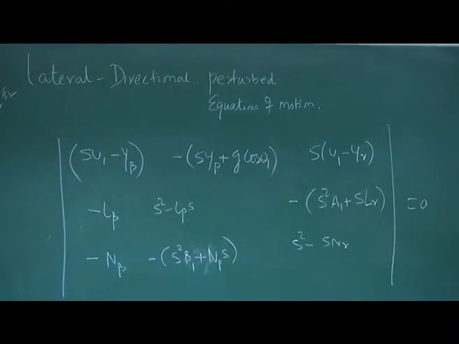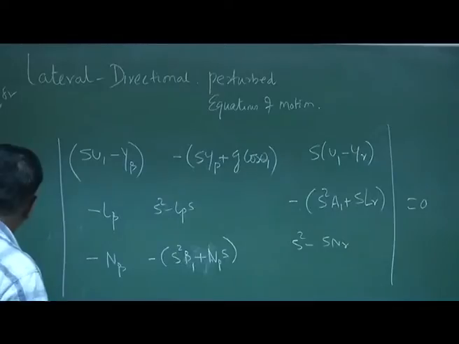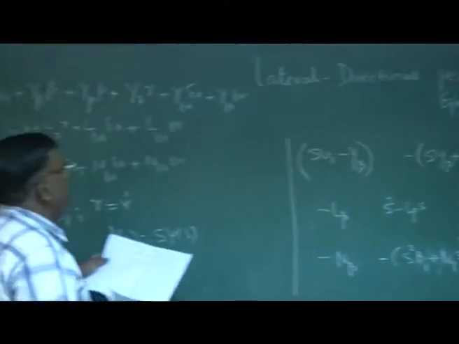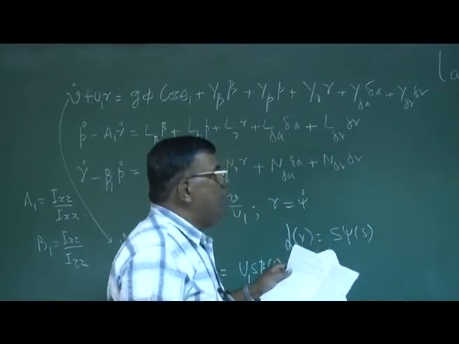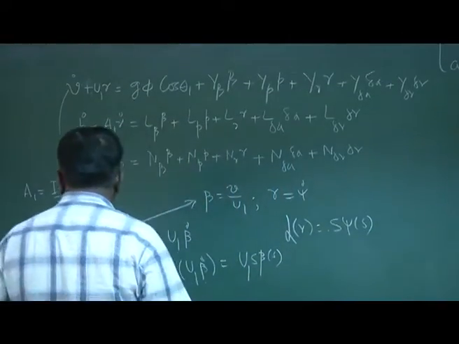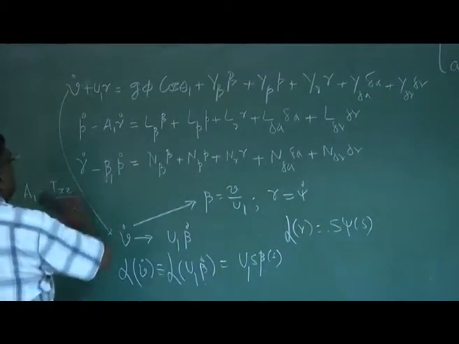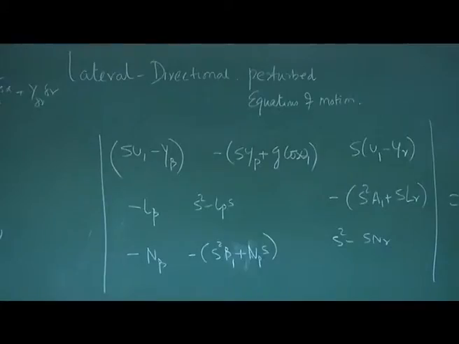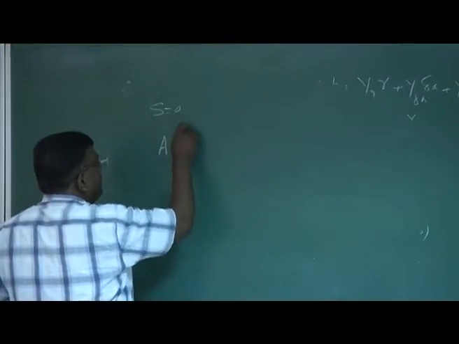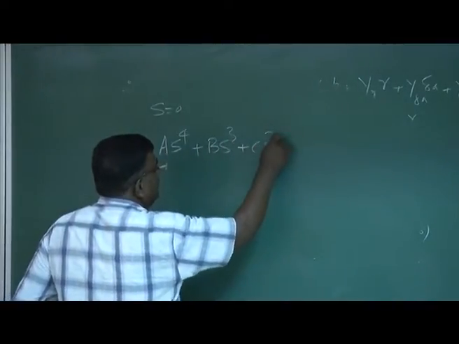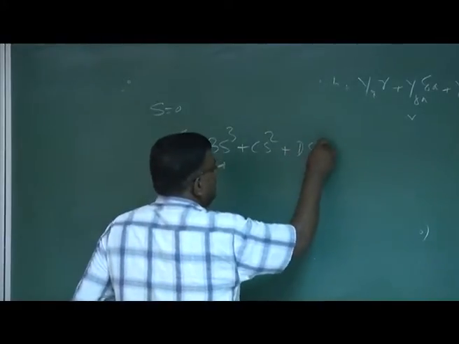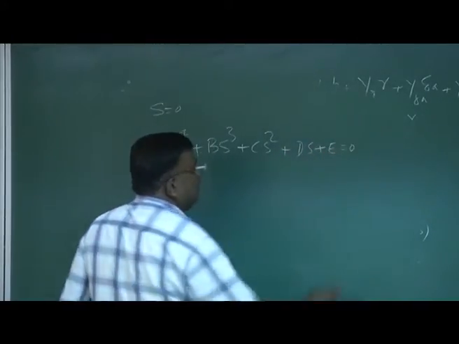And here you should note that we have already used the fact that the Laplace transform of R is S psi of S. And if I now take the determinant equal to 0, I will get an equation of the form: one factor will be S equal to 0, another will be AS⁴ plus BS³ plus CS² plus DS plus E equal to 0. You will get this.